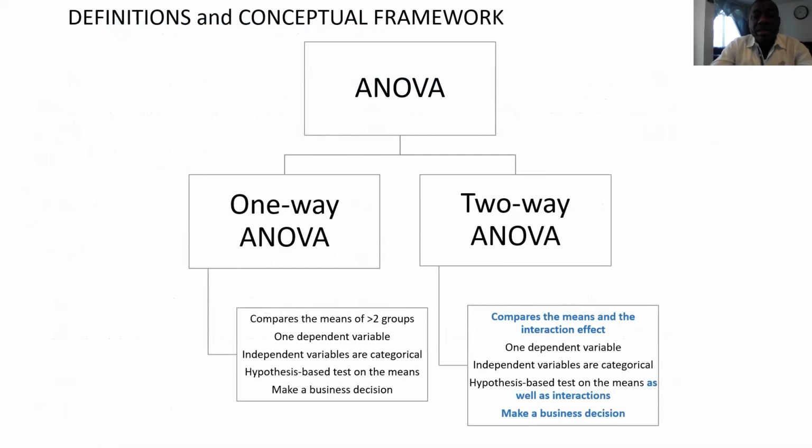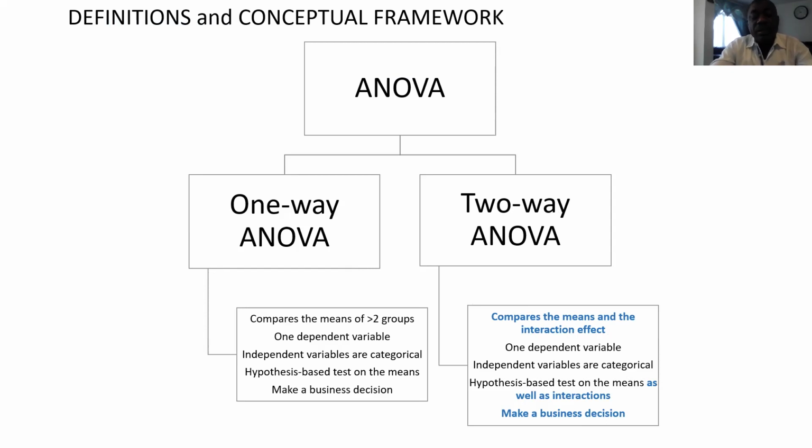Now, here is the definition and the conceptual framework. So within the ANOVA methodologies, we have two branches. One is one-way ANOVA and the other is two-way ANOVA. They have many things in common, some minor differences. Particularly in the one-way ANOVA on the left side, we will compare the means of more than two groups, because if we compare two groups, it's equivalent to the t-test, in fact.